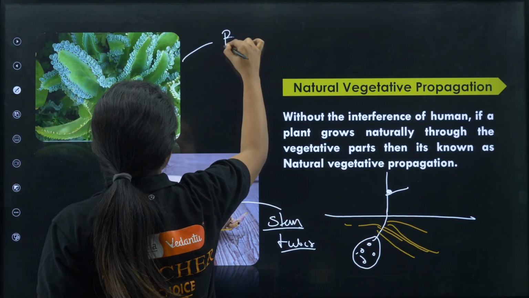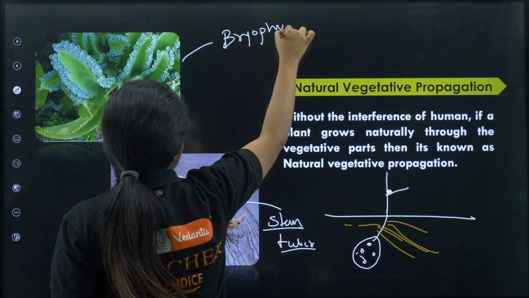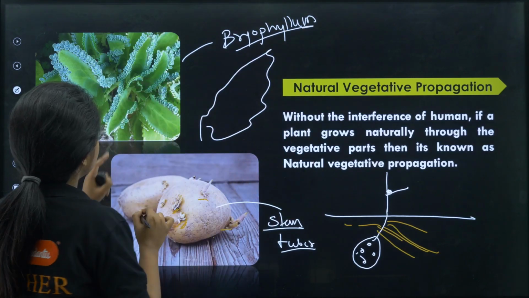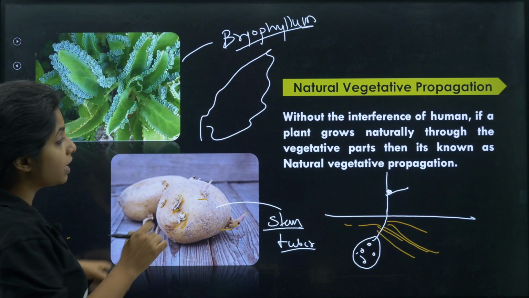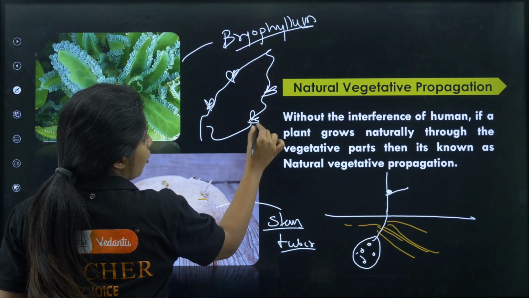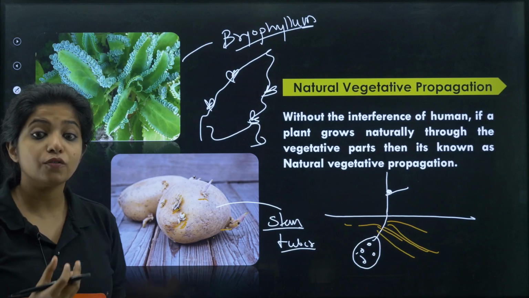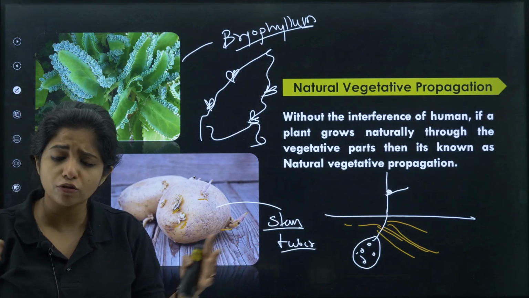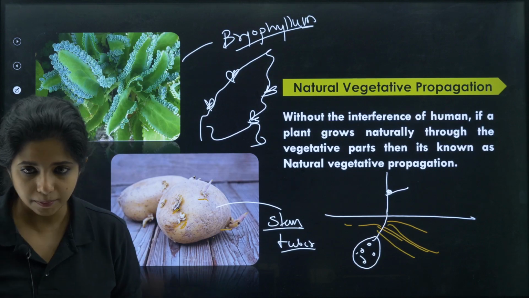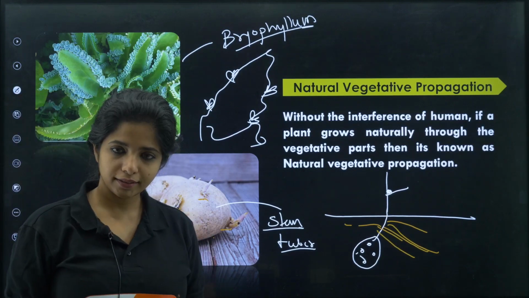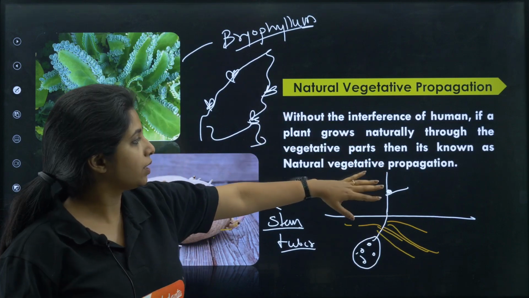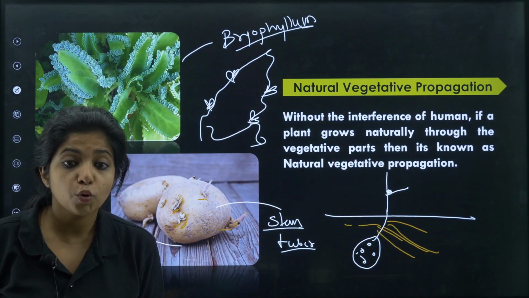Over here you see the next example. This is the case of bryophyllum, my dear children. At the notches of the leaf, you see buds like this. These buds are going to fall off and give rise to a whole new plant. Again, do you see fusion of gametes? Nothing is there. So this is an example of bryophyllum. Without the interference of a human, if the plant grows naturally through vegetative parts, then it is known as what? Vegetative propagation.